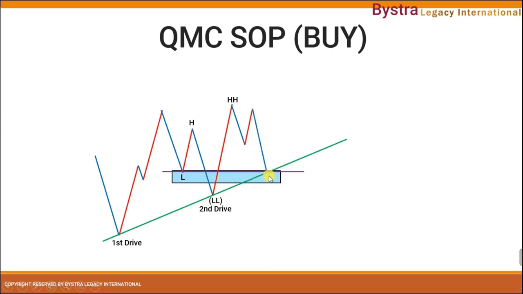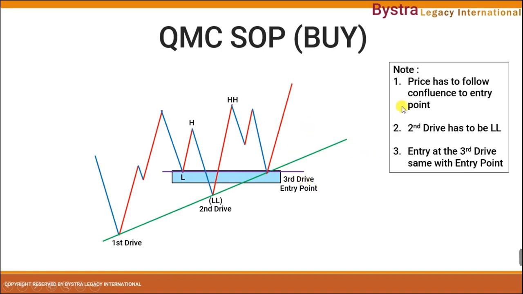As we can see, price comes back here and we enter at the third drive with the same confluence as our entry point, and price continues to go up. So remember guys, and always remember this: price has to follow the confluence to the entry point, the second drive has to be on the head of the QM, and we have to enter at the third drive, in the same area as the entry point. As I said, same as the QM sell.